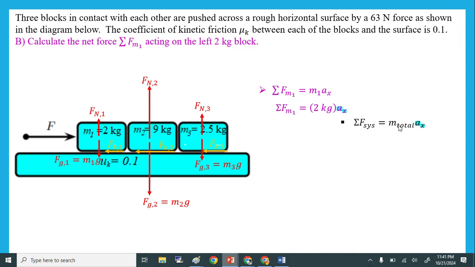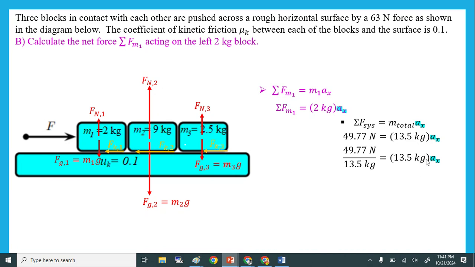We know the total mass is 13.5 kilograms simply by adding 2, 9, and 2.5. The only thing missing here is really a_x, but we can find that. So therefore, let's crack it out. The net force of the system that we just found in part A is 49.77 newtons. The total mass, by adding all the masses up, is 13.5. So to find a_x, we just have to divide both sides by 13.5.